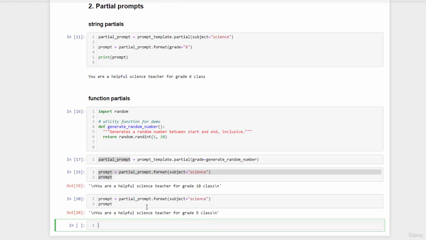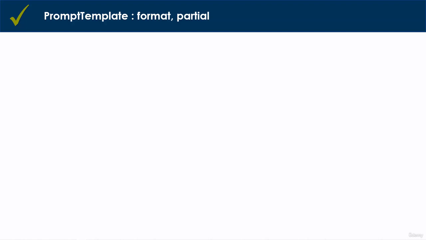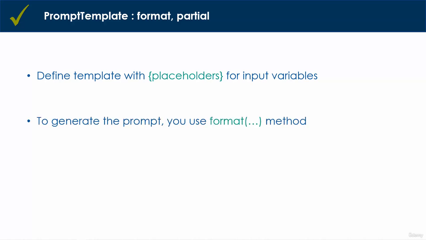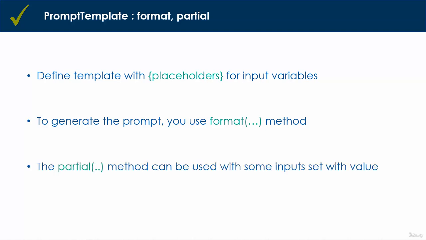In this lesson, you learned about the LangChain prompt template class. With the prompt template class, you can define templates with placeholders that represent the input variables. To generate the actual prompt, you need to call the format method with the values for all the input variables. You can create a partial prompt template by using the partial method that requires you to pass values for some of the input variables. Happy learning, and I'll see you in the next lesson.